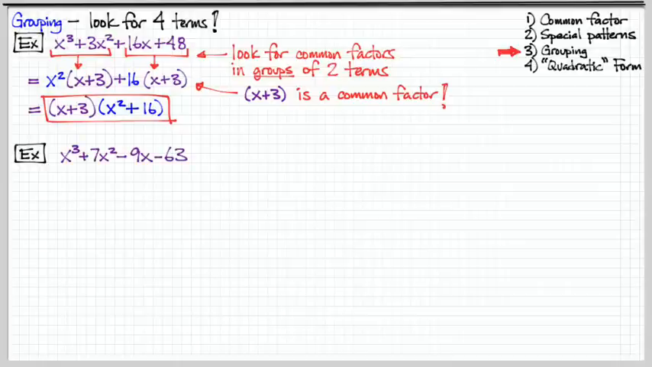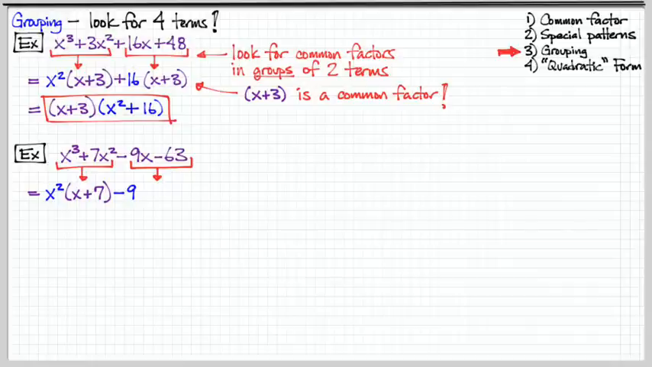Let's look at a slightly harder example. The only thing that makes this a little bit harder is these minus signs here, which are the tricky part. So let's start with the first 2 terms. We have a common x squared that we could factor out, and now, let's be careful. We're going to factor out a negative 9 out of both of these. Negative 9x divided by negative 9 is x. Negative 63 divided by negative 9 is positive 7.